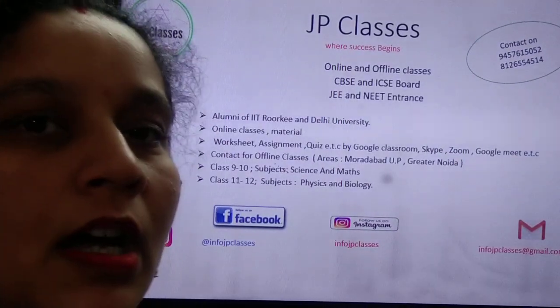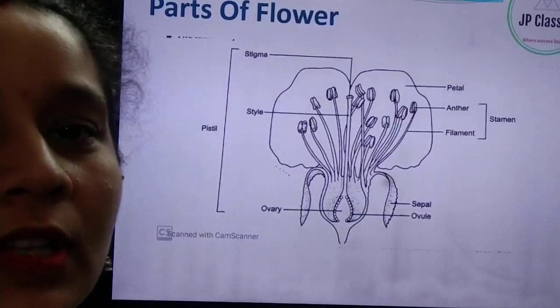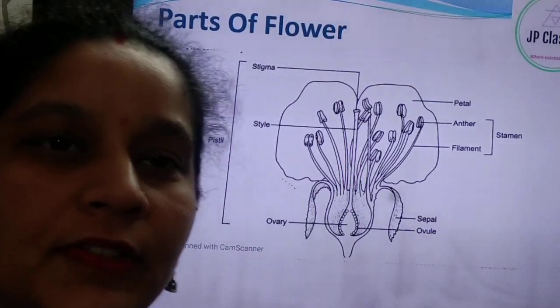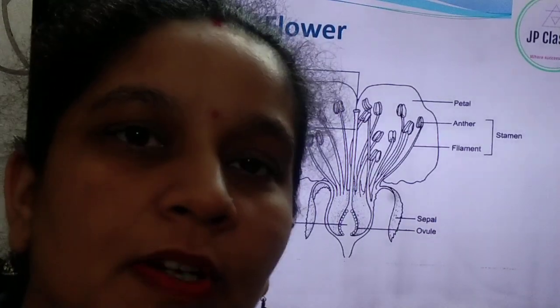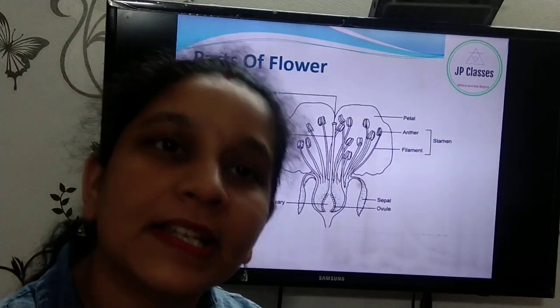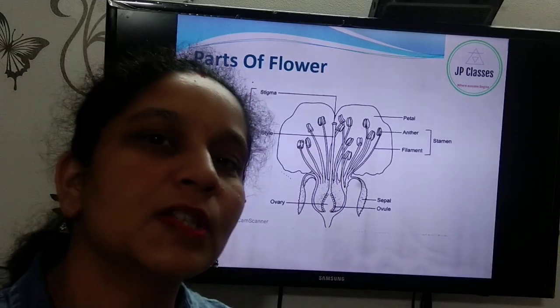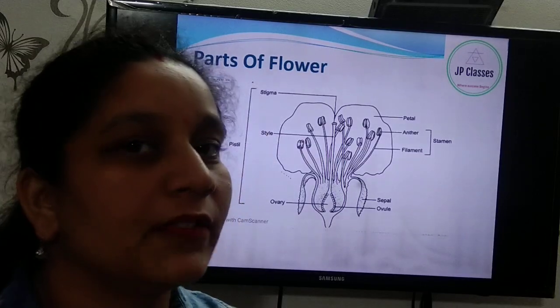So, now moving to the topic. First of all, the chapter itself is Sexual Reproduction in Flowering Plants. First of all, what are flowering plants? Angiosperms are considered flowering plants because they have the special characteristic of bearing flowers.